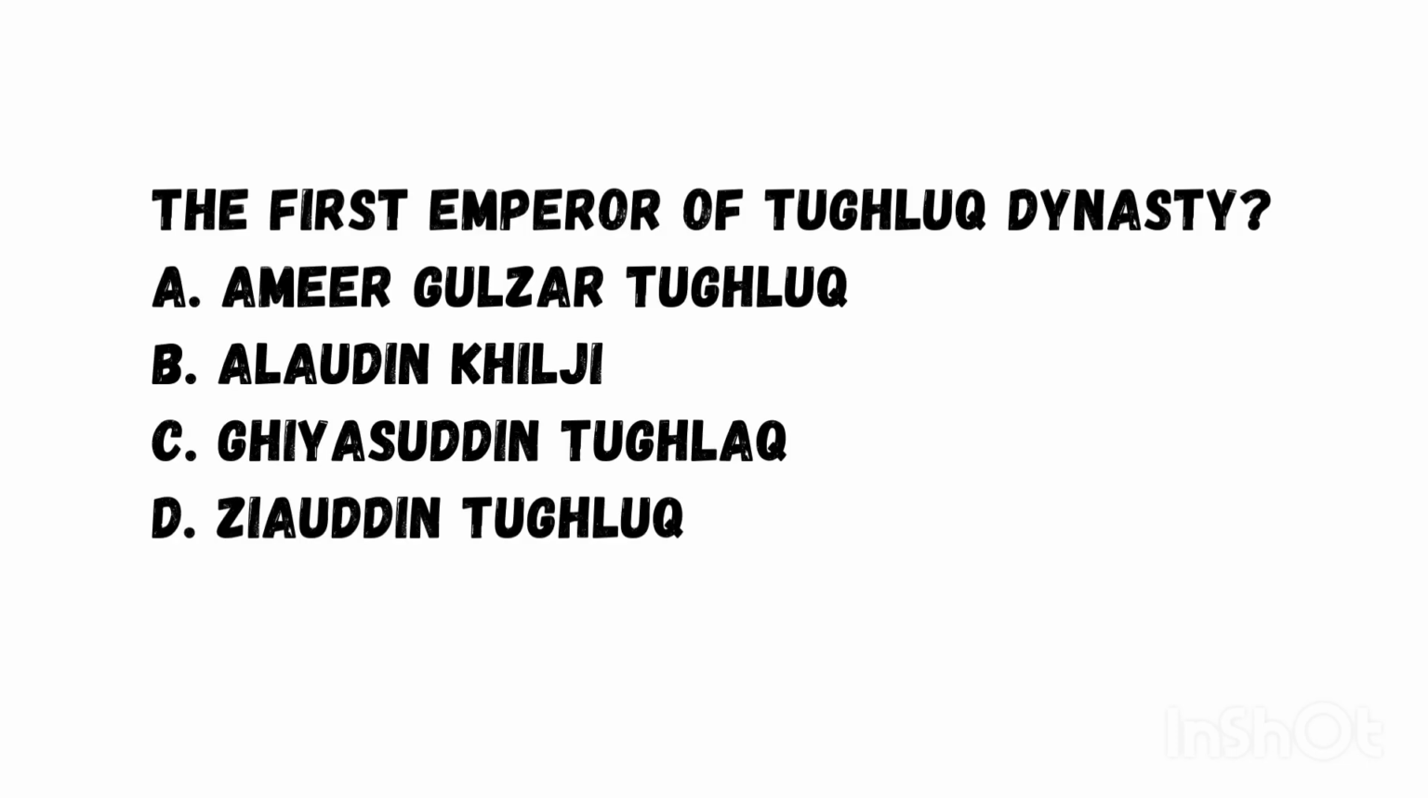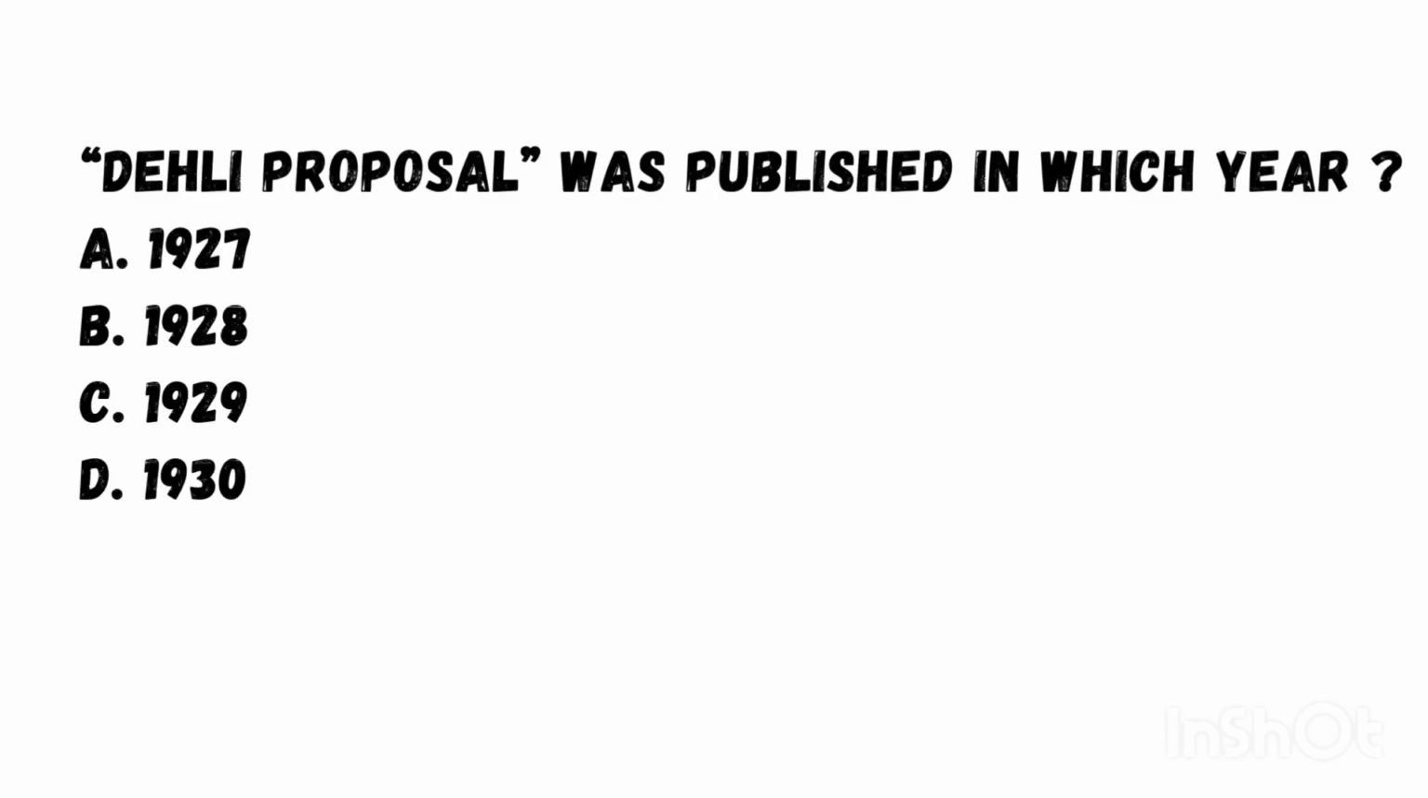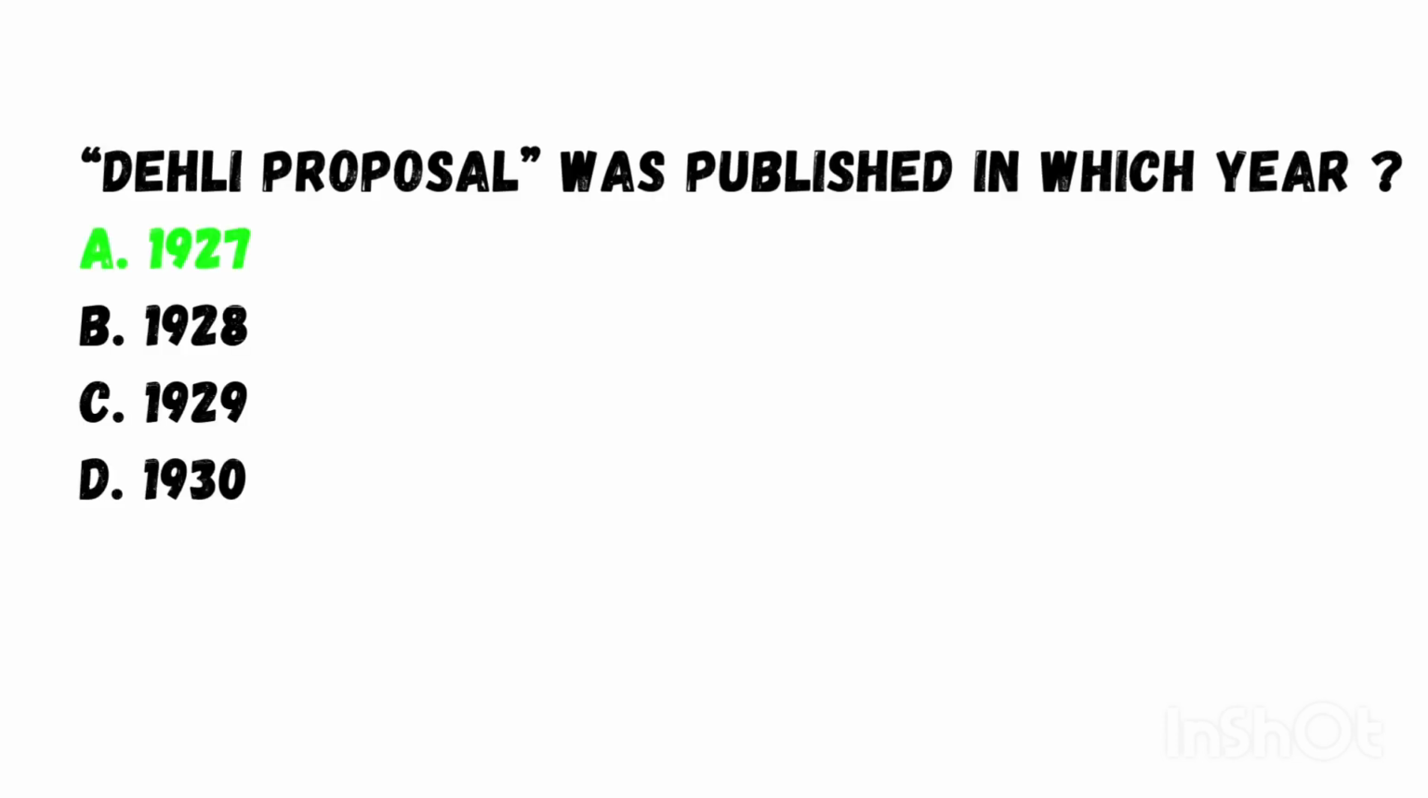The first emperor of Tughlaq dynasty, Ghiyasuddin Tughlaq. Sir Sultan Muhammad Shah, the Aga Khan, headed the historic Simla deputation, which successfully represented Muslim demand on 1st October 1906 before Lord Minto. Delhi Proposal was published in which year? And the answer is 1927.